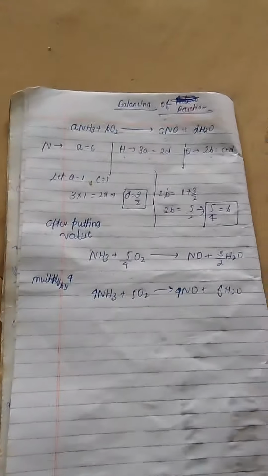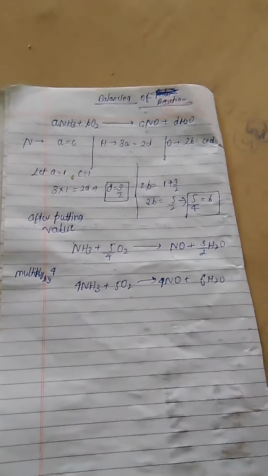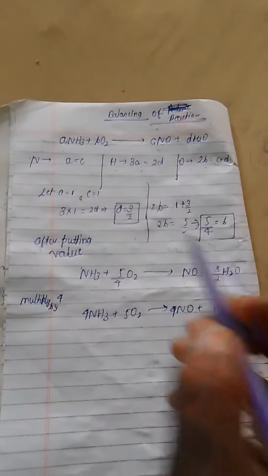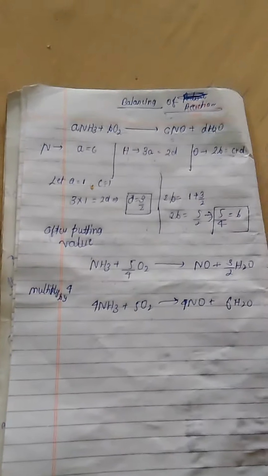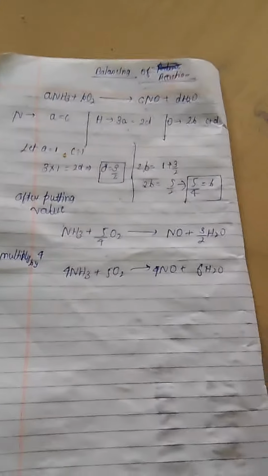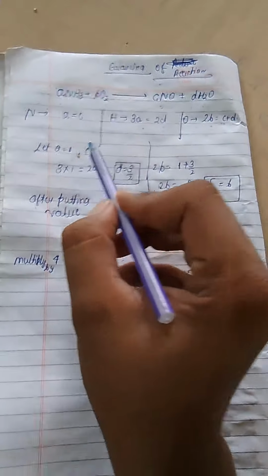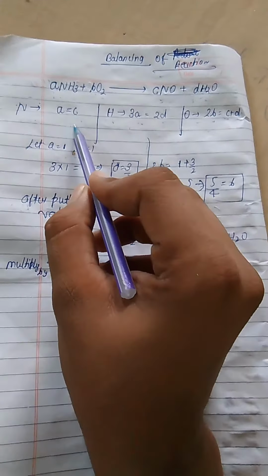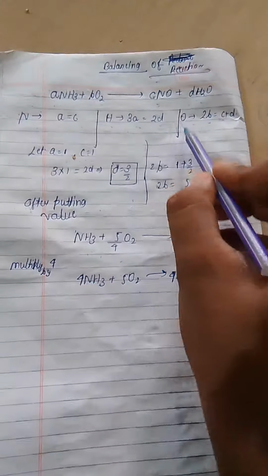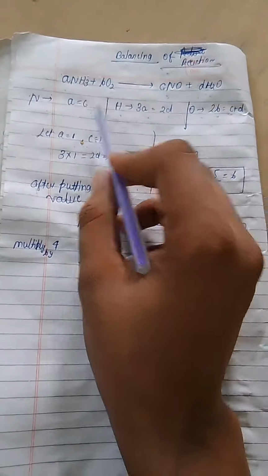After equating the atoms from both sides, we just have to see one more thing: the variable which appears most often in the equations, we have to put the value of that variable equal to 1. So here you can see that A is equal to C, A is also in this equation, and in this equation 3A is present, but not in this one. So here it is 2 times.